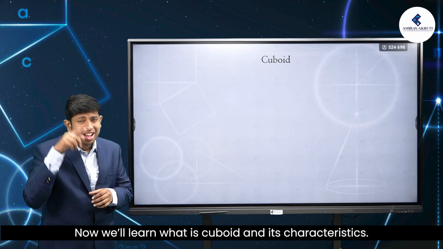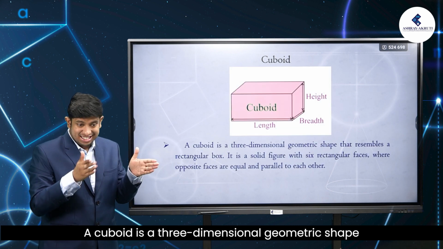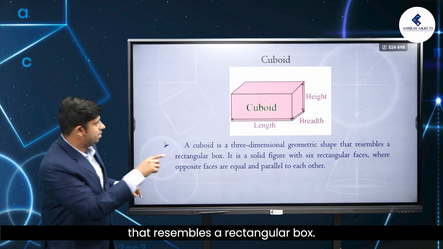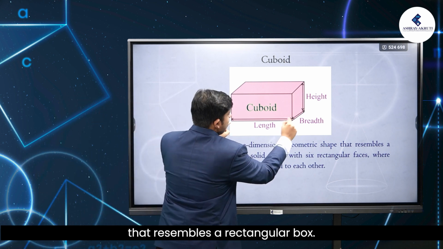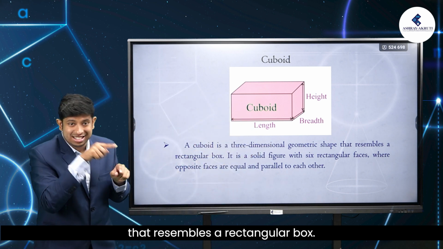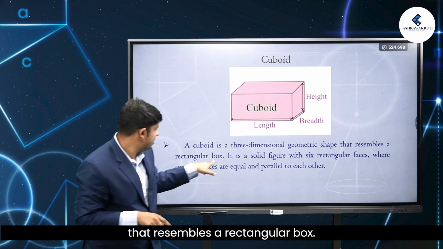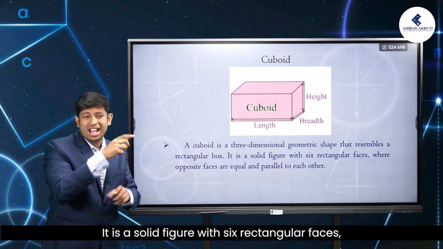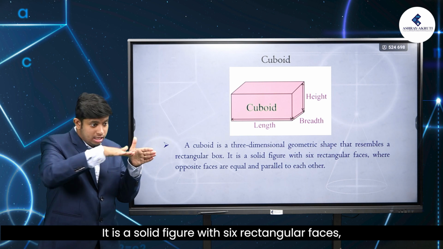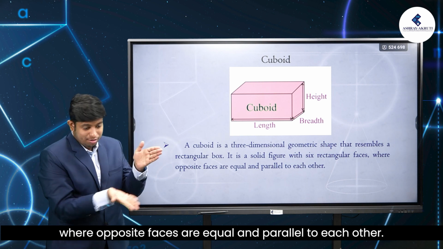Now we will learn what a cuboid is and its characteristics. A cuboid is a three-dimensional geometric shape that resembles a rectangular box. It is a solid figure with 6 rectangular faces where opposite faces are equal and parallel to each other.